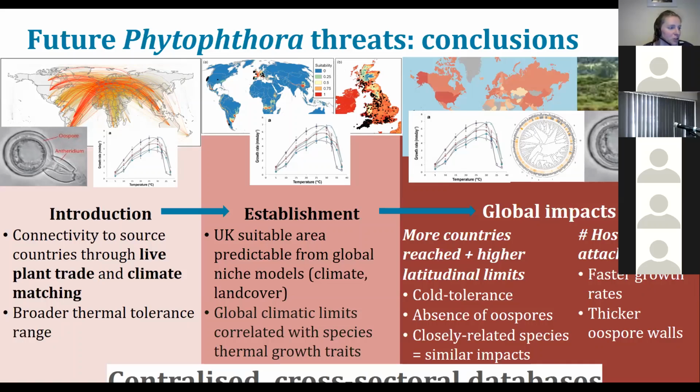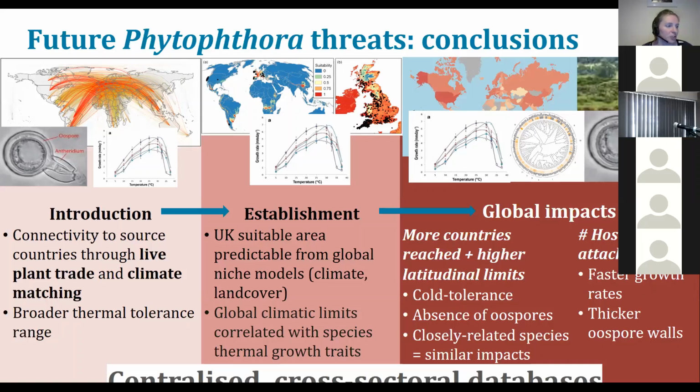And we found that the suitable area for Phytophthora species within the UK could be reasonably well predicted by matching their global distributions to climate and land use predictors, particularly winter temperature and rainfall seasonality. And that species thermal niches were quite well captured by their temperature growth curves obtained in the lab. So it seems like this could be a potential way to assess how much of a novel region might be at risk from Phytophthora species that haven't arrived yet.